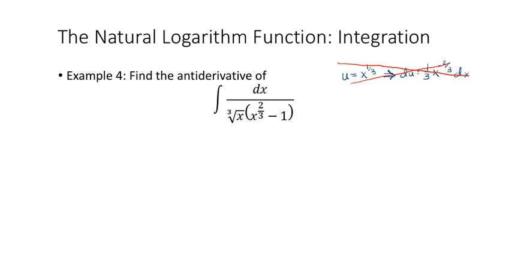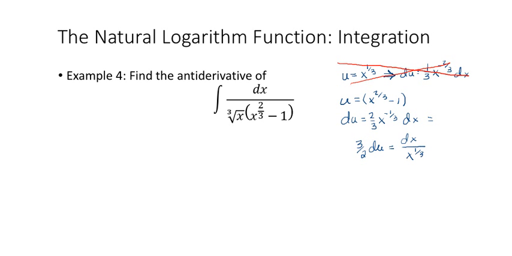In this case, let's take u equal to x to the 2/3 minus 1 and see what happens there. Well, if we take our derivative du, we end up with 2/3 x to the negative 1/3 dx. And well, just a little bit of rewriting is going to give us something like this, that 3 halves times du would equal dx over x to the 1/3.